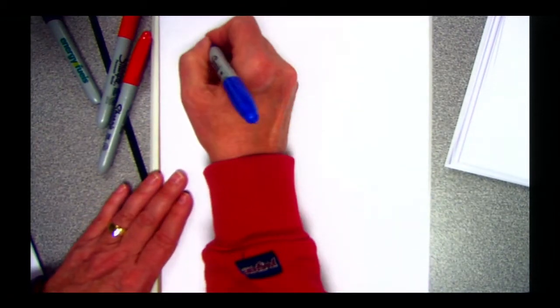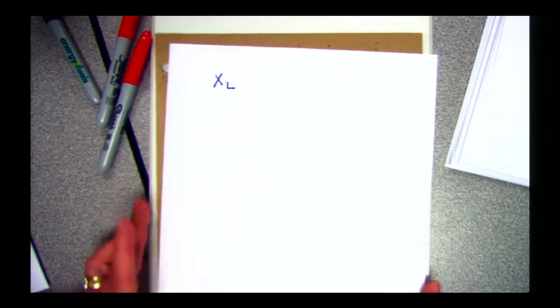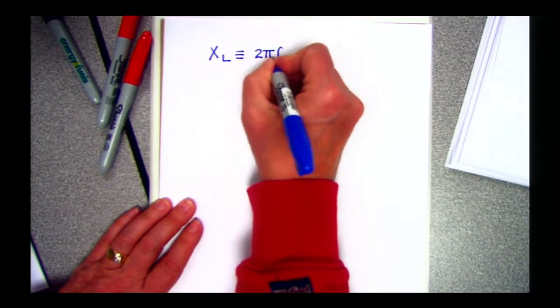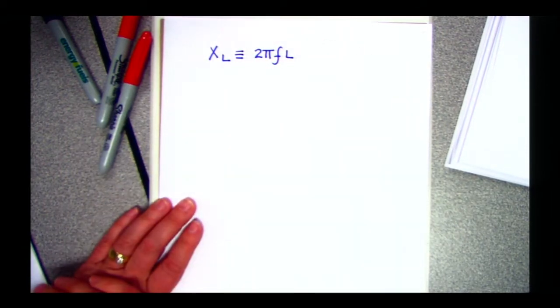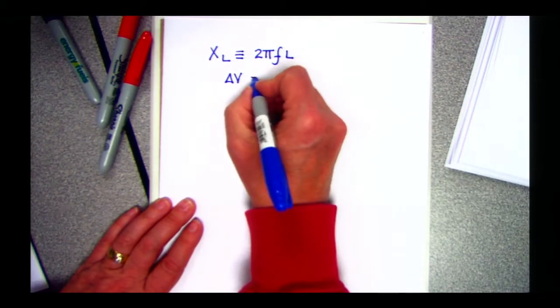So we're going to develop a reactance for my inductor, just like we developed a reactance for my capacitor. And that reactance turns out it's going to be 2 pi frequency times my inductance. And I can rewrite Ohm's law the same way as I've done before.